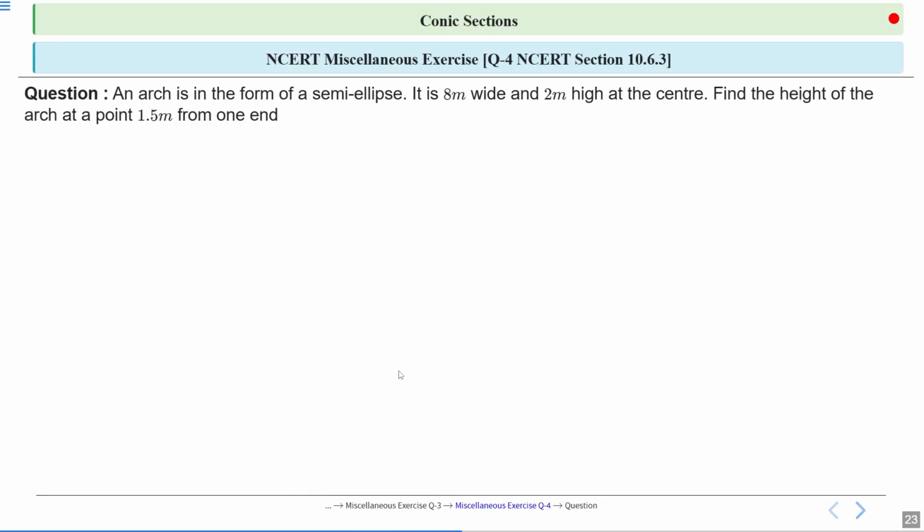In this question, we have an arch in the form of a semi-ellipse. It is 8 meter wide and 2 meter high at the center. Find the height of the arch at a point 1.5 meter from one end. So students, first of all, think about this. How would you approach this question?